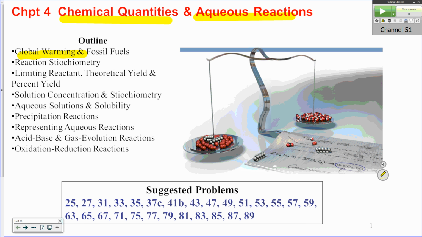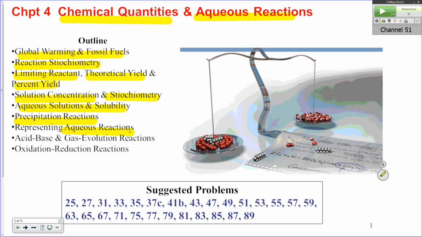We're going to talk a little bit about global warming and maybe the contribution that's coming from fossil fuels. Certainly regards climate change today. Back into the chemistry side of it, reaction stoichiometry. We're going to introduce limiting reactant, theoretical yield, and percent yield. Then we're going to talk about ways to distinguish between different solutions, introduce what's called solution concentration and stoichiometry. How we deal with aqueous solutions and some of the solubility rules, what precipitation reactions are, as well as some other classes of reactions that we have.